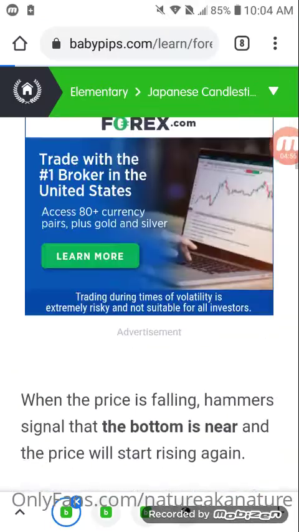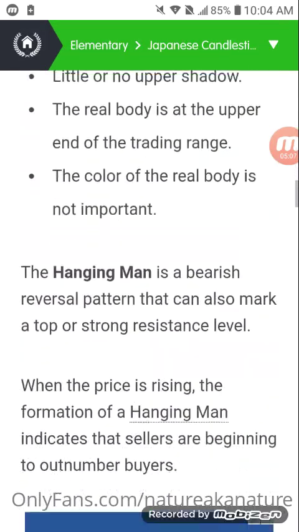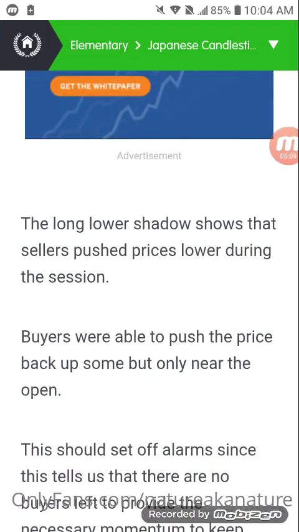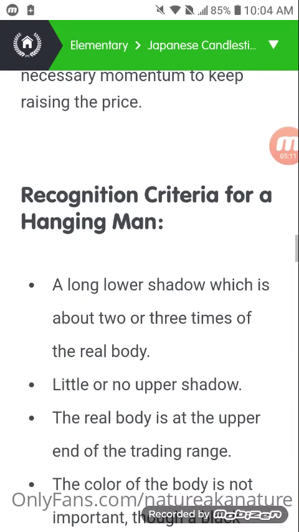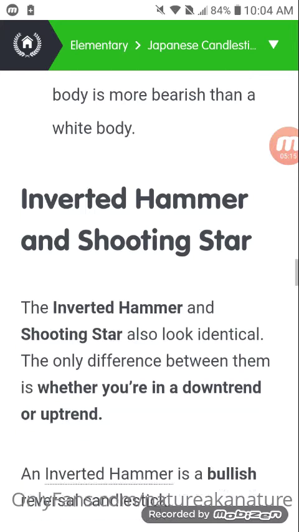All right, so remember, they both have long lower shadows and small upper shadows with small bodies. This is what a hammer and hanging man looks like. You already know that. We took quizzes about it, but we just want to go over it real fast. It's Japanese Candlesticks 101. The next would be inverted hammer and shooting star.